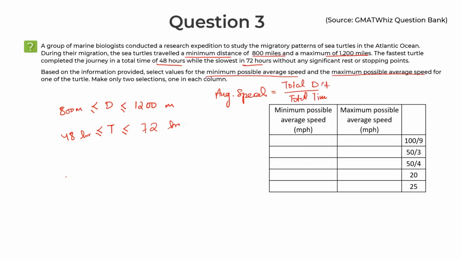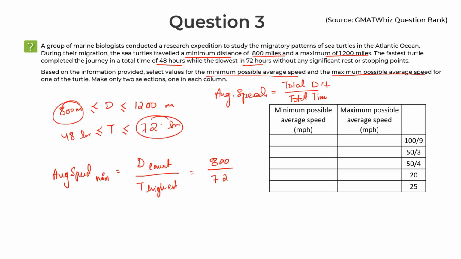Now, if I want my average speed to be minimum, if I want the lowest possible value of average speed, then my distance has to be the lowest distance divided by the highest time. What is the lowest distance? The lowest distance is 800 and the highest time is 72. So 800 divided by 72 will give me the minimum average speed.